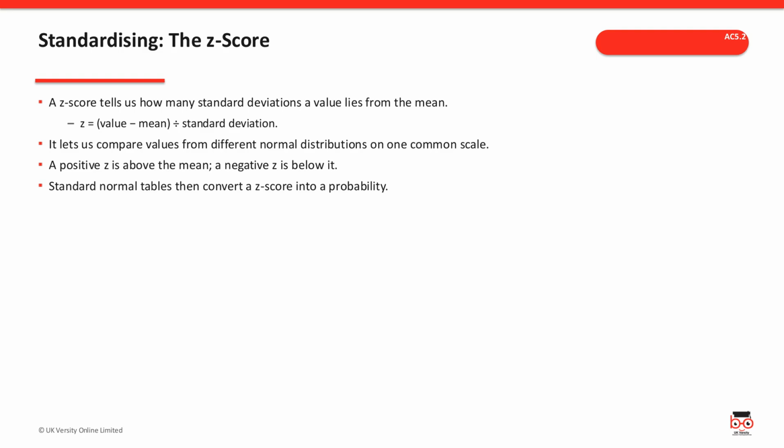To compare values from different normal distributions, we standardize them into a z-score. A z-score tells you how many standard deviations a value lies from the mean, and it's calculated as the value minus the mean, divided by the standard deviation. A positive z sits above the mean, a negative z below it. The beauty of it is that z-scores put everything on one common scale, and standard normal tables then convert a z-score straight into a probability.